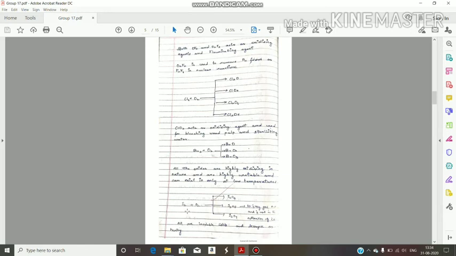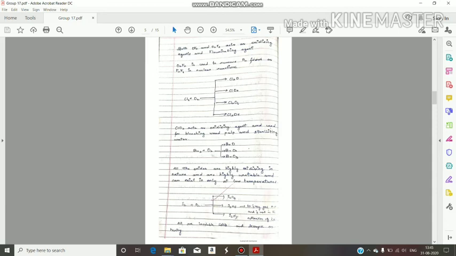Next, about iodine. When iodine reacts with oxygen, it can form three types of oxides. They are I2O4, I2O5 and I2O7. These are insoluble solids and decompose on heating. That means these are also unstable.